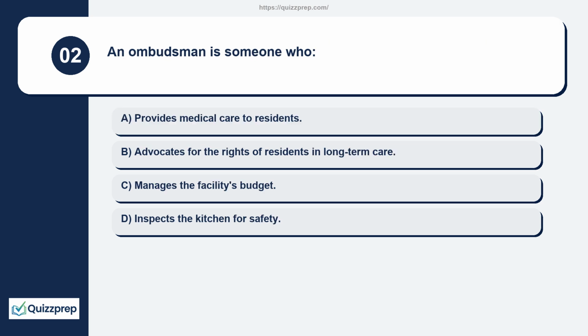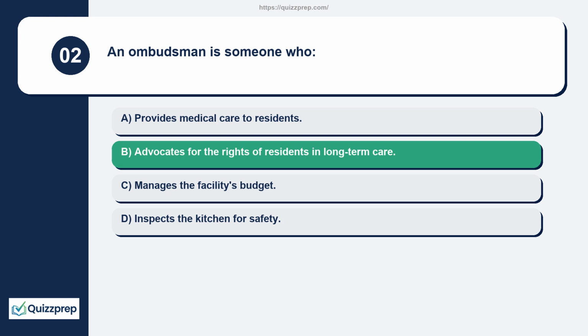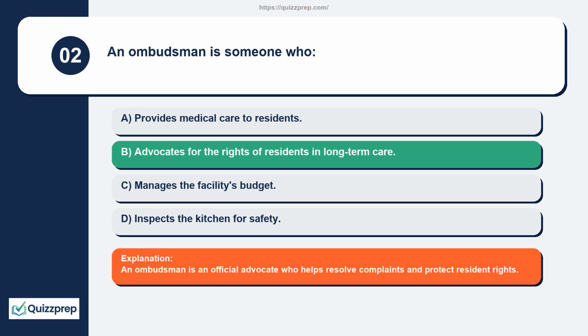Question 2. An ombudsman is someone who provides medical care to residents, advocates for the rights of residents in long-term care, manages the facility's budget, inspects the kitchen for safety. An ombudsman is an official advocate who helps resolve complaints and protect resident rights.